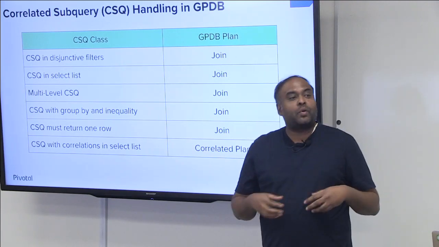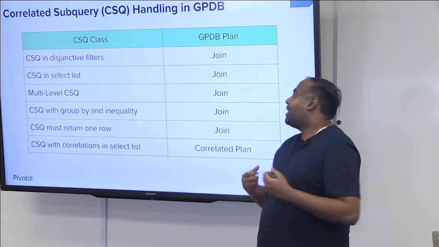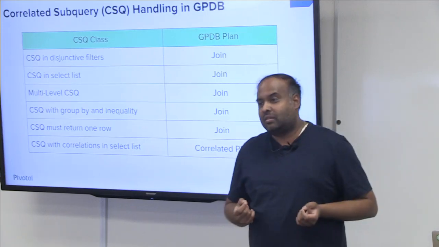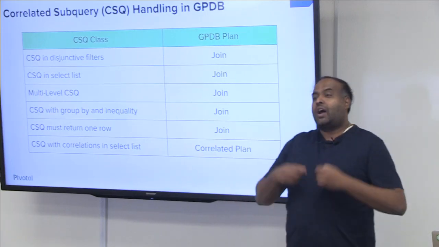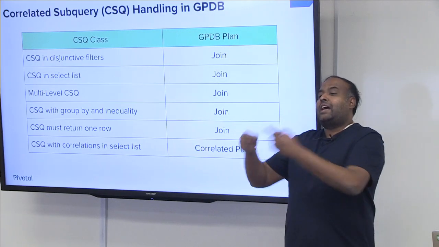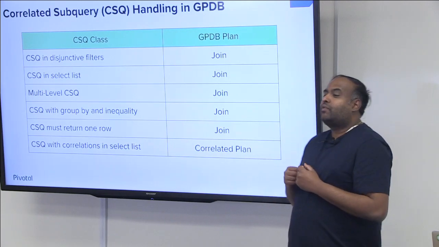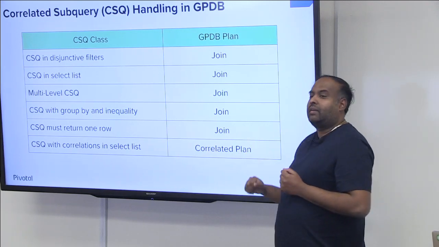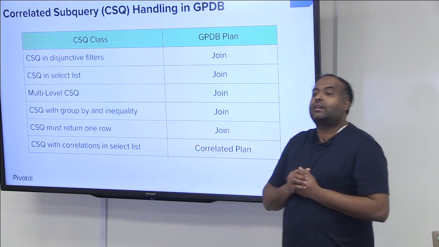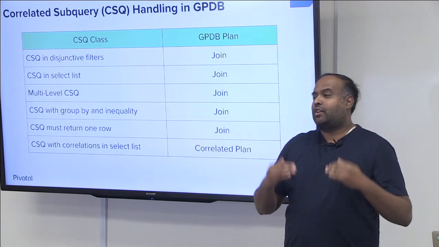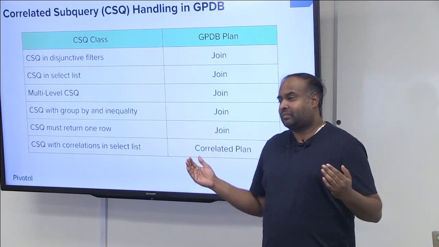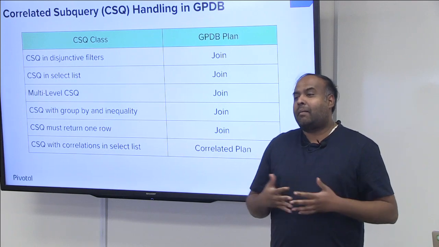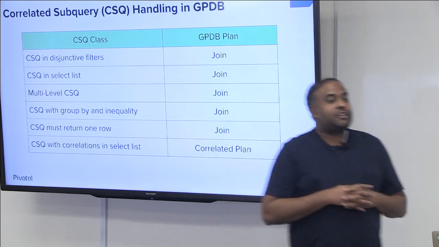You can have correlated subqueries with group by and inequalities. You can have correlated subqueries where you have to make sure that you return one row or you error out. Or you can have correlated queries in the select clause which have multiple levels of correlation. In GPDB as we stand right now, for all of the cases except the bottom one, the correlated subqueries in the select clause, we always generate a join which can then be parallelized. So this is awesome. That way we can generate efficient plans which will meet your SLA.